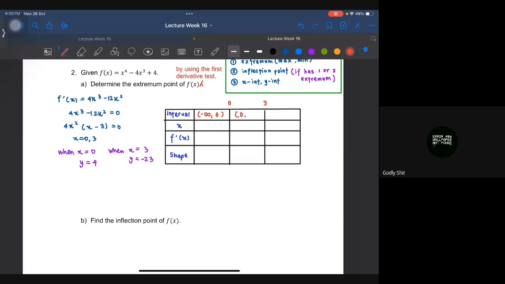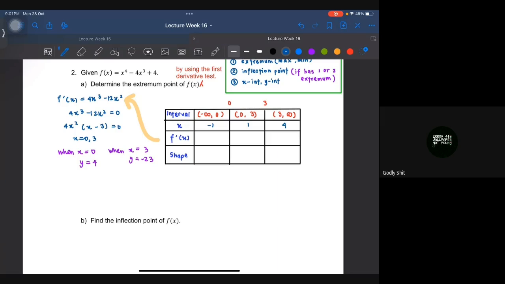Okay, and then 0 to 3. And then 3 to infinity. Okay, settle. So let's choose test values. The first one I choose negative 1, and then 1, and lastly 4. Okay, so substitute this into your first derivative, means that you need to substitute into this one. So masukkan dekat dalam ni.